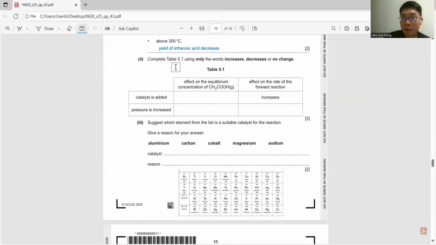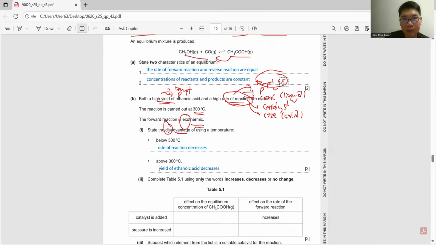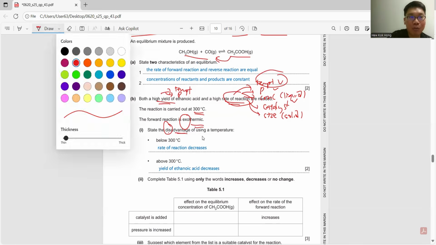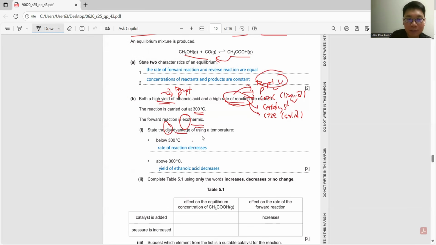Number two, complete table 5.1 using only the words increase, decrease, or no change. Since they talk about catalyst and pressure, we need to check the number of moles. We refer back to the equation. For catalyst added, the equilibrium has no change because the equilibrium will only be affected by temperature or pressure. How about if pressure increases? They will favor the lesser number of molecules. So we see the left-hand side has 2 moles, the right-hand side 1 mole. So when pressure increases, it will shift to the right, which means increase the product.